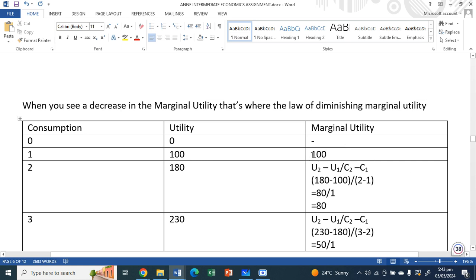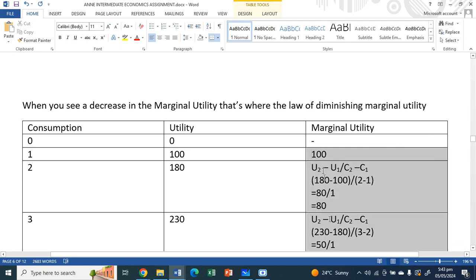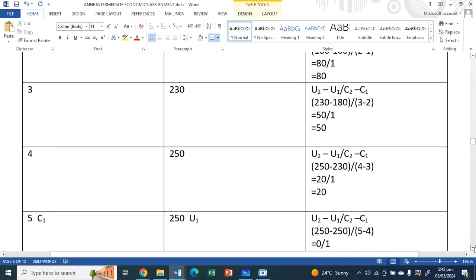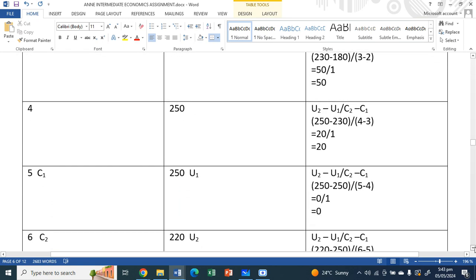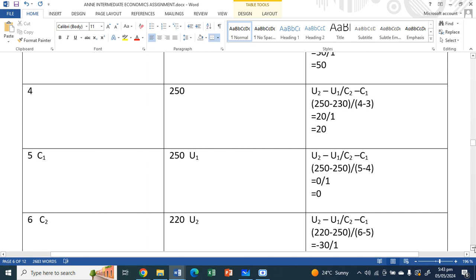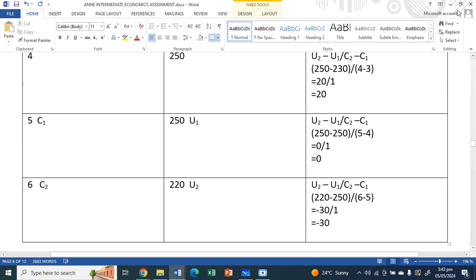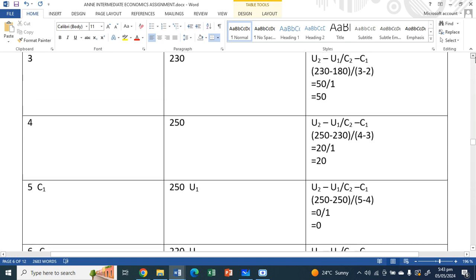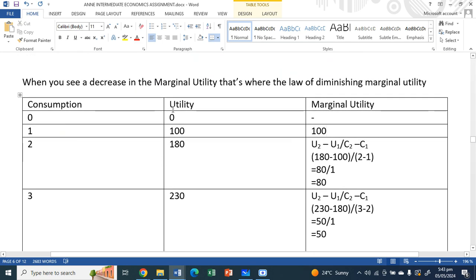So in this case here, the law of diminishing marginal return started already, because our first marginal utility was 100, then it goes down to 80, then down to 50, then down to 20, then it goes into a negative value. So I want to illustrate the relationship between total utility and marginal utility. Once you understand this relationship, that's how you understand this law. Okay. So this is how they're related.